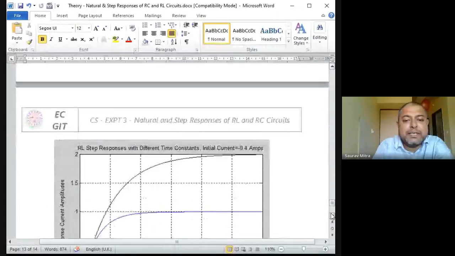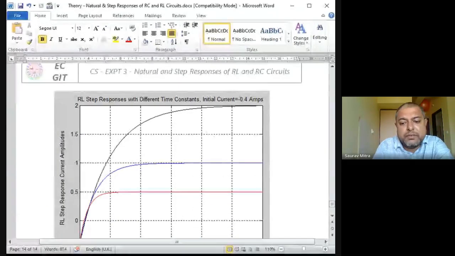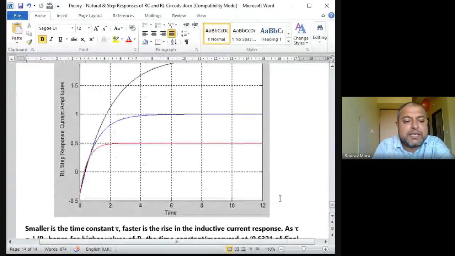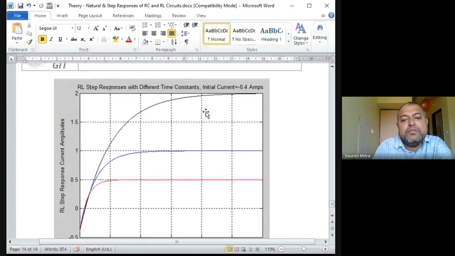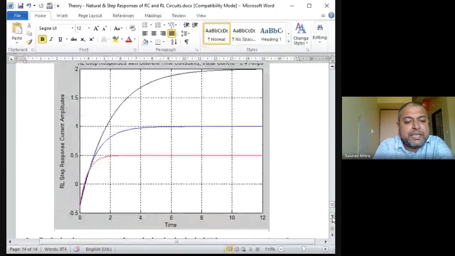And if the initial inductive current is minus 0.4, that means the inductor was holding a current in the negative direction, which is also possible. Then the graph will start from minus 0.4 and go up to some value of 2. Likewise, all these graphs we have to now generate.